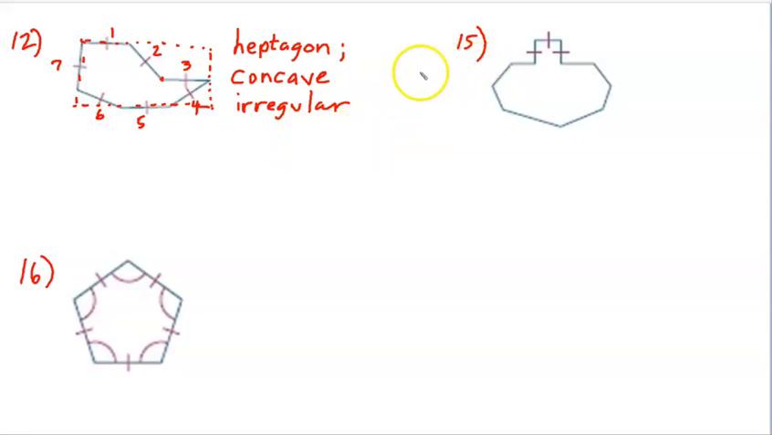All right, so for number 15, let's count the number of sides. So we have 1, 2, 3, 4, 6, 7, 8, 9, 10, 11. All right, so remember an 11-sided polygon is called a hendecagon. Hen is the Greek for 1.